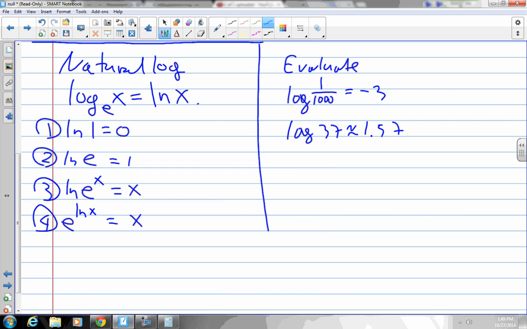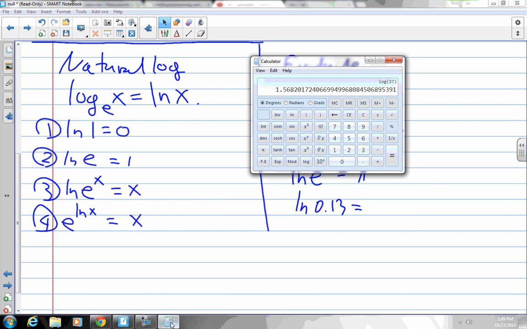Right. I can ask you what is natural log of e to the power pi. But I can also ask you what is natural log of 0.13. I can plug that in the calculator now and hit natural log, so -2.04-ish. Is that right?